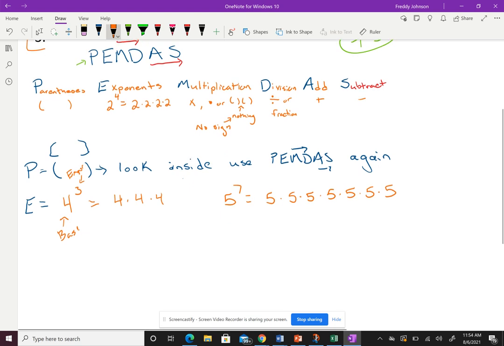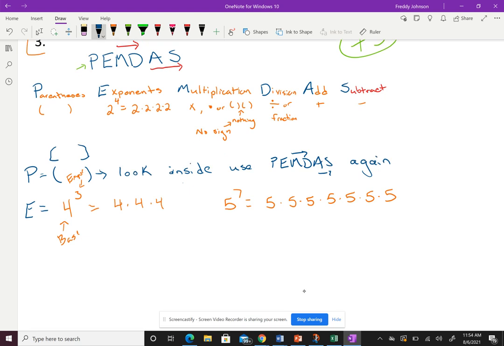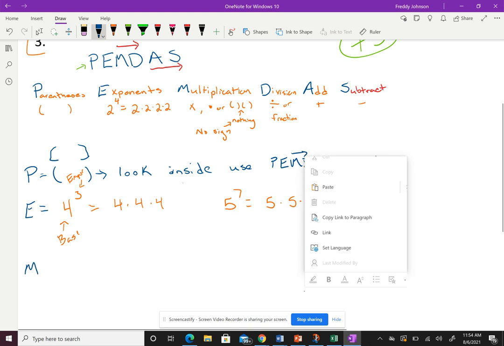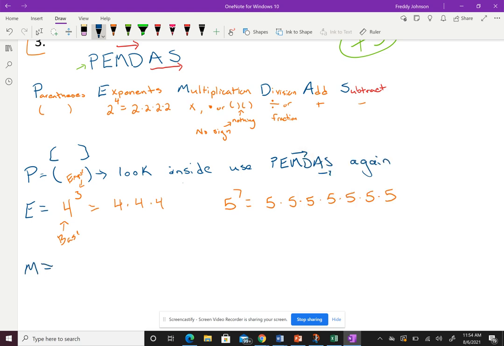Okay, the next thing that we're going to talk about, the next letter, is multiplication. It's right there. Multiplication's really simple. The signs that we have for multiplication are our X, our dot, or our parentheses with nothing in between them. A lot of times in math, we do not have a sign for multiplication. Understand that? We do not have a sign for it.